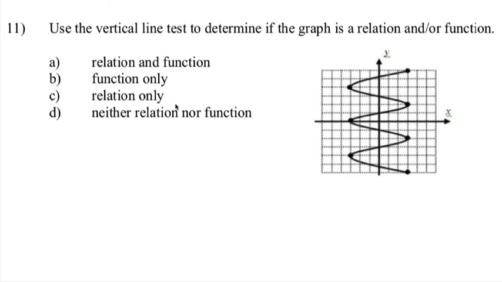Using the vertical line test, we want to know, is this graph a relation and or a function? First of all, remember, everything is a relation. So if it says it's neither a relation or if it says function only, that's not even an option. So if we look at the vertical line test, if I draw a vertical line, we can see that this is going to hit the graph more than once. So that means that it is not a function and it is a relation only.